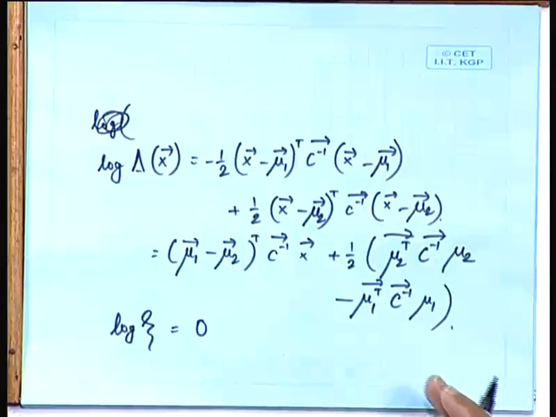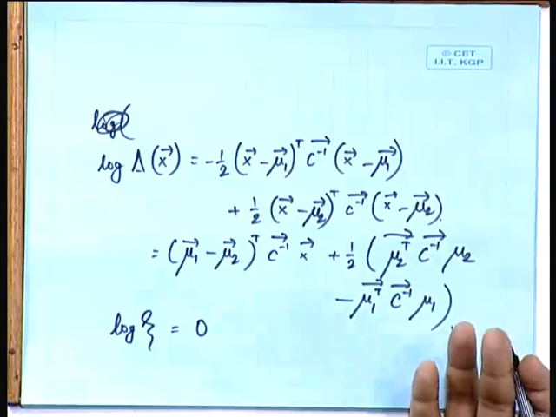So, in that case what is going to be the decision boundary? The decision boundary should be when log of lambda x, the log likelihood ratio, is greater than or equal to log xi, in this case 0.